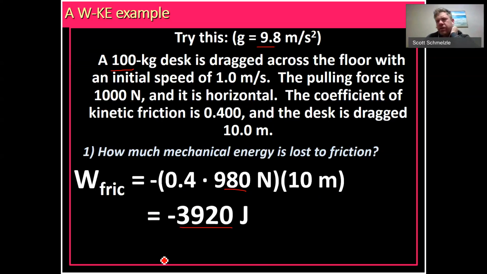Wait, why is it negative again? Going the wrong way, right? It's opposing motion. So in this case, friction is not winning. It's actually losing. Because it's losing, friction has to be negative. Will it always be negative? Absolutely, right? All right, so we found our work due to friction.